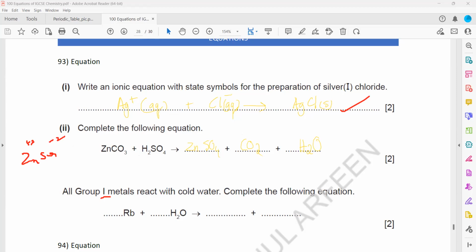All group 1 metals react with cold water. Complete the equation. The group 1 metals are also known as alkali metals because they form an alkaline solution. Rubidium hydroxide plus hydrogen will be there. Then bubbles will be seen and the solid will dissolve. And if we add an indicator, it will show a purple color. Then the equation must be balanced. So if 2 rubidium here, the 2 rubidium, 4 hydrogen are there, 2 oxygen. So this is a balanced equation.